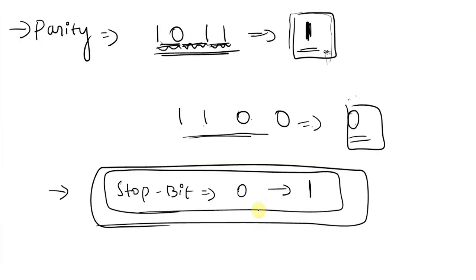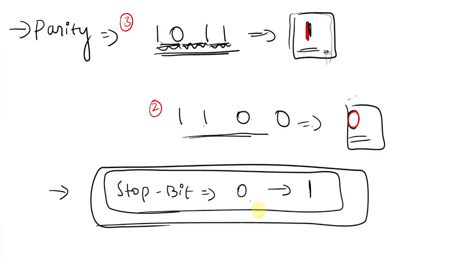So this is about the data frame. And the parity bit, I told you. Suppose here you have 1011. If you are making odd parity, here you have three ones, so the parity bit becomes 1. And if two ones are there, then the parity bit equals 0.